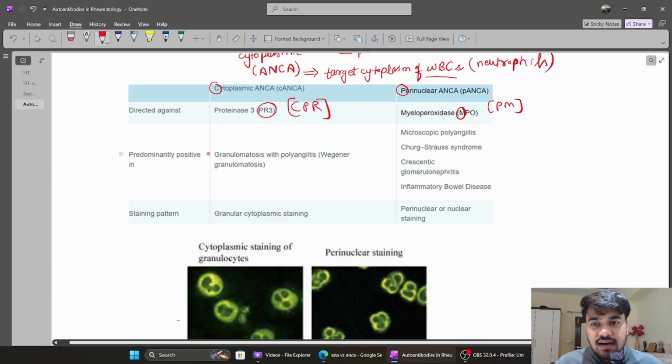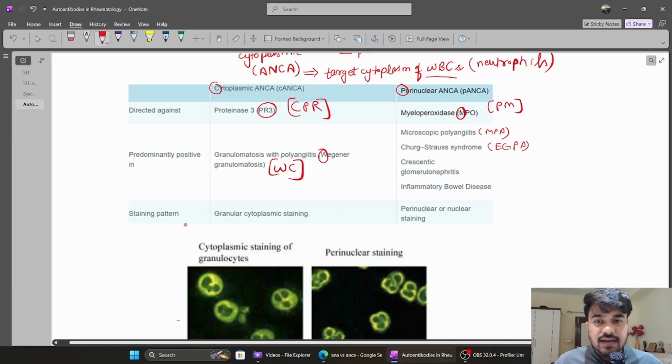Now, cytoplasmic ANCA are predominantly positive in GPA, granulomatosis with polyangiitis, also known as Wegener's granulomatosis. How to remember this? WC, World Cup, right? So C-ANCA and Wegener's granulomatosis. Everything else is P-ANCA, be it microscopic polyangiitis, MPA, Churg-Strauss, which is also known as EGPA, eosinophilic granulomatosis with polyangiitis. So MPA, EGPA, crescentic glomerulonephritis, and even inflammatory bowel disease, all of these show P-ANCA. So Wegener's granulomatosis has C-ANCA, everything else has P-ANCA, right?